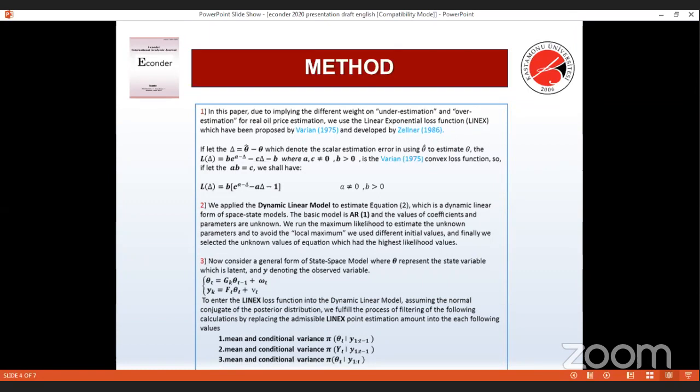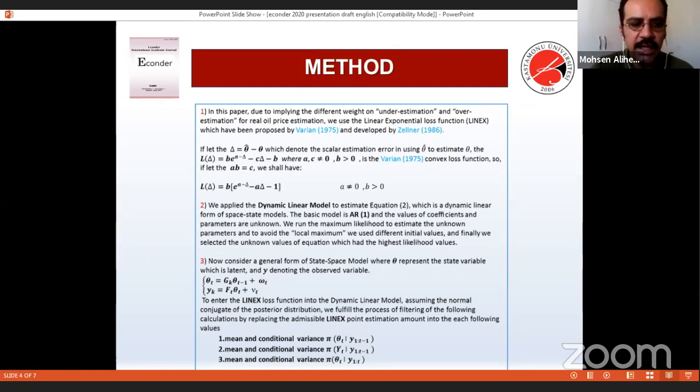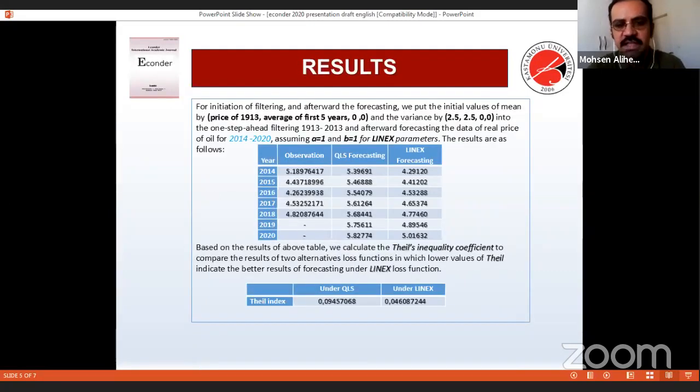You can see in the bottom, we put the Linex-based best point estimation of posterior distribution for computing admissible mean and variance of the 3 steps, which you can see at the bottom of the page. At the end of our estimation, we compare the results of DLM under quadratic loss function and the other loss function, which is Linex. You can see in table number 1. The result is clear in this. The results have been compared using the Theil inequality index, which is presented also in table number 2. You can see at the bottom.